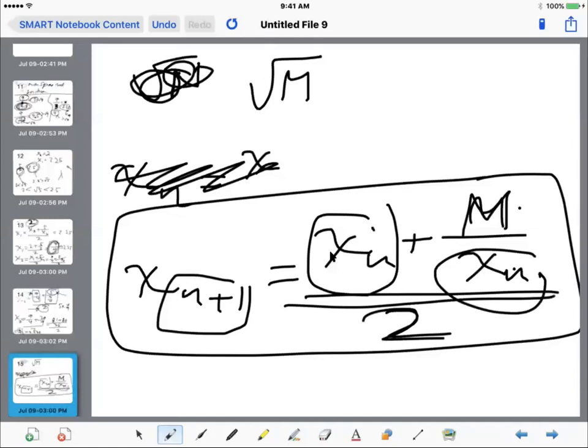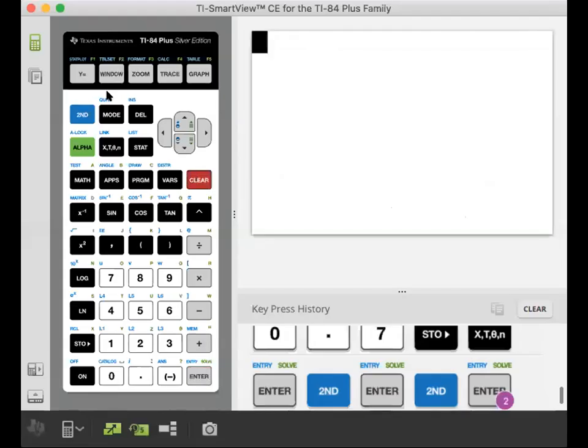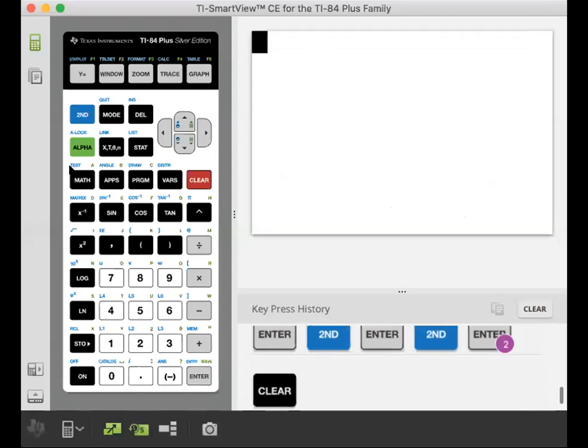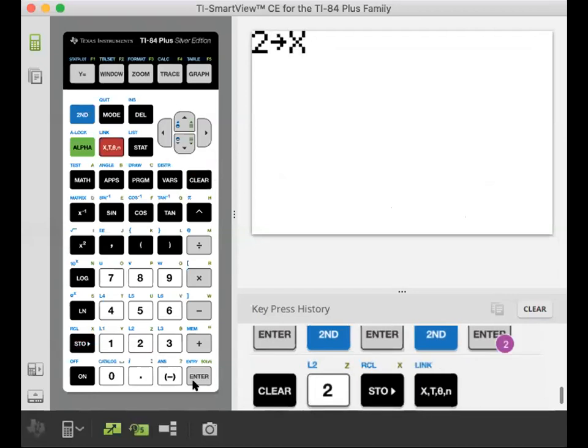Now, if you have a TI calculator, which is a great calculator, watch how nicely I can do this process on the TI calculator. So I put my initial guess, 2 store x. And then I would go like this.